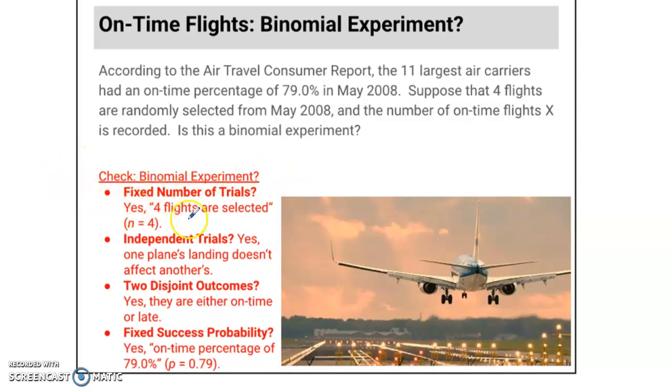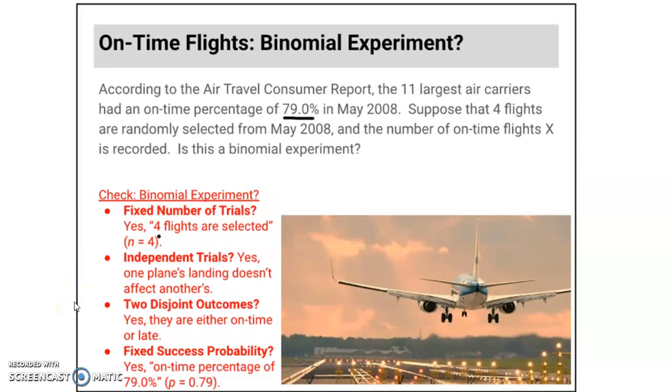Is there a fixed number of trials? Yes. There's 4 flights that are selected. Are they independent trials? Yes, because one plane's landing doesn't affect another. Are there 2 disjoint outcomes? Yes, they're either on time or they're late. There's nothing in between. They're not sort of on time or sort of late. Some of my students might argue about that, but no, sorry, students. And then fixed success probability? Yes, because it says up here that 79.0% is the percentage of air carriers that were on time. So it's a binomial experiment.